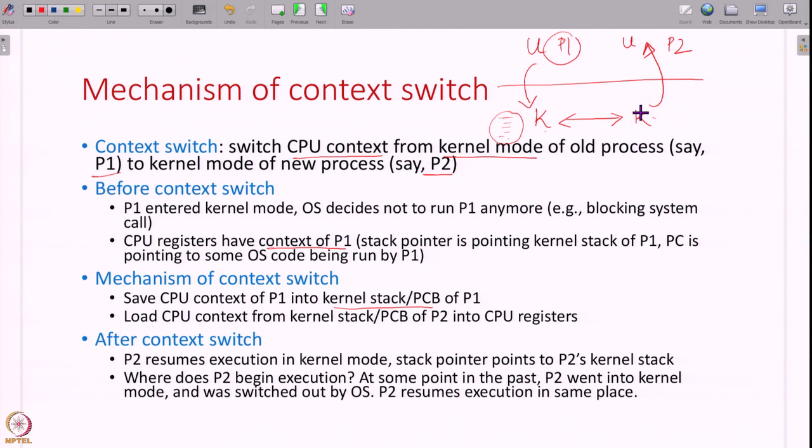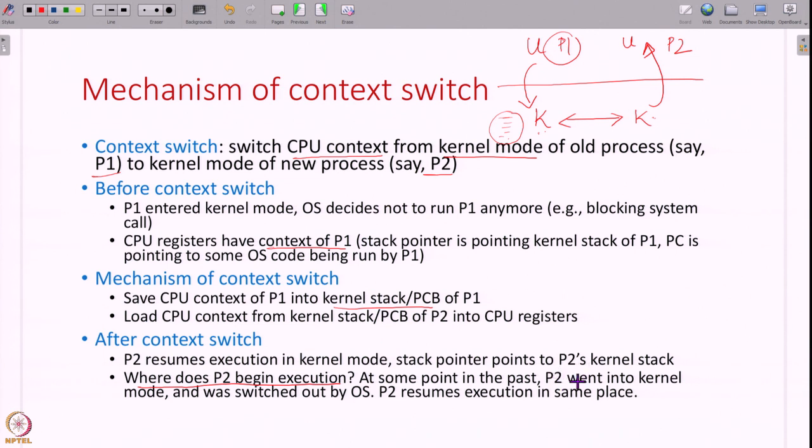So what is this context of P2 that is restored? Where does P2 begin execution? How do we know where to start the execution of this new process? Recall that this process P2 also at some point went into kernel mode and was stopped by the scheduler. This P2 is not any different entity, it is like P1. Just like how you saved the context of P1 in its kernel stack or PCB before stopping P1, similarly the OS would have saved the context of P2. P2 would have gone into kernel mode, would have been executing some code, and it would have stopped in the past, and that context is restored.